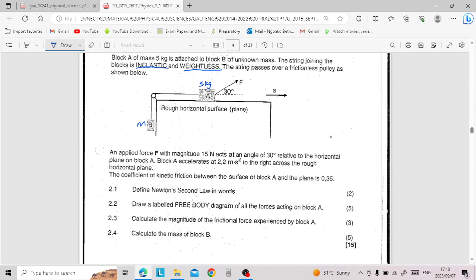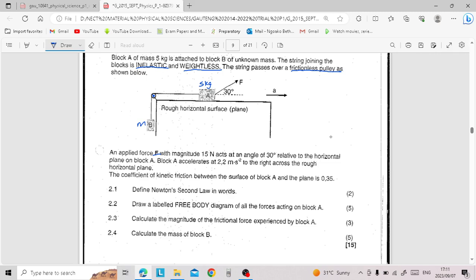So the string does not stretch, and it will not affect the masses of the blocks. The string passes over a frictionless pulley as shown in the diagram below. An applied force F with a magnitude of 15 Newton acts at an angle of 30 degrees relative to the horizontal plane on block A.